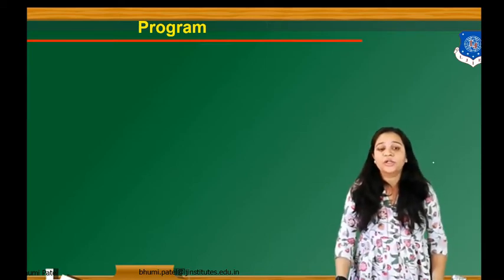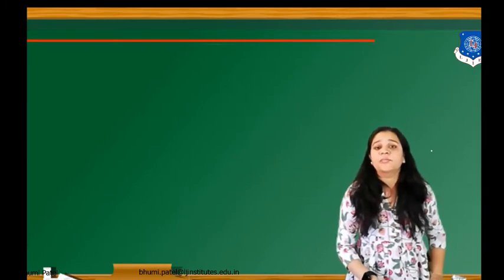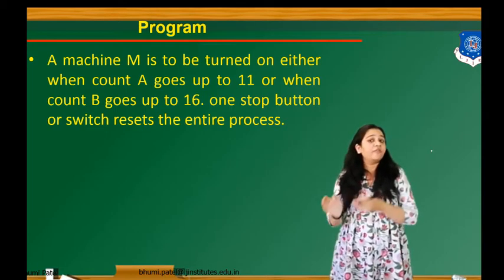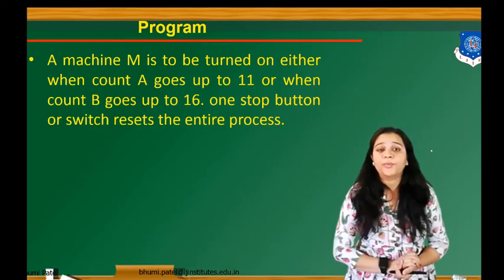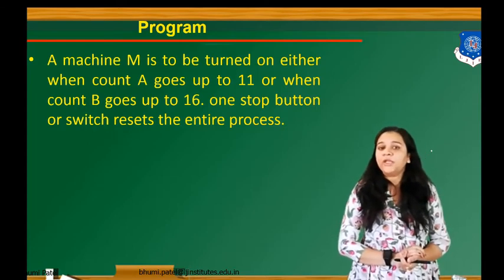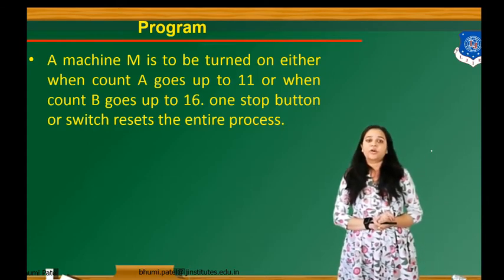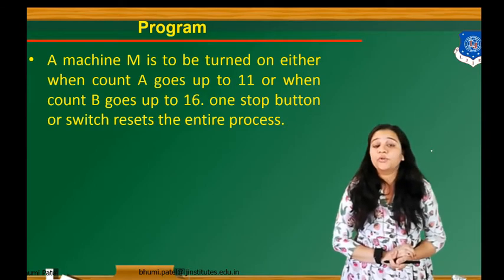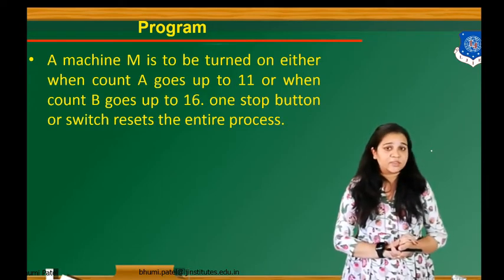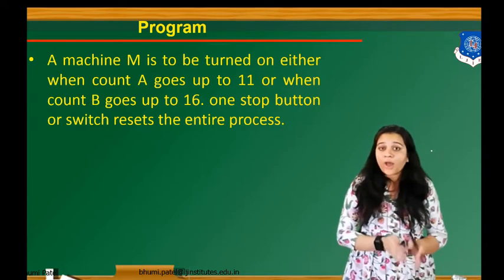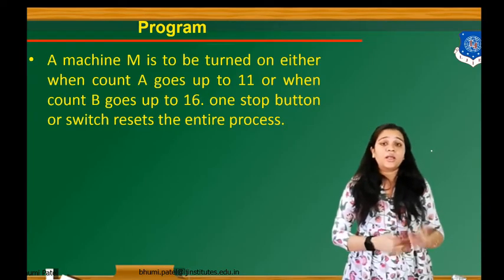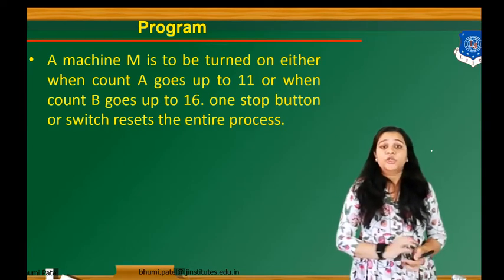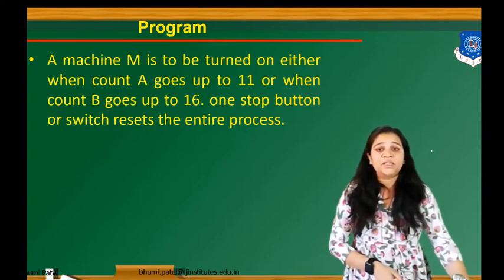So the first program is: a machine M is to be turned on either when count A goes up to 11 or when count B goes up to 16. One stop button or switch resets the entire process. Here you can see that A goes up to 11, so we can use one up counter, and when count B goes up to 16, again we can use an up counter, and one stop button or switch resets the entire process.